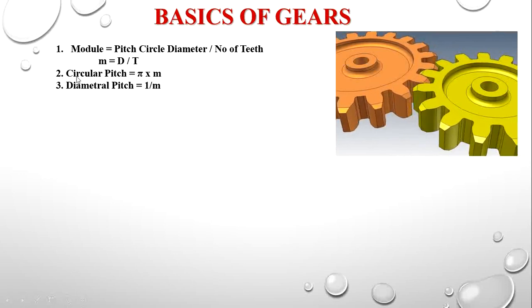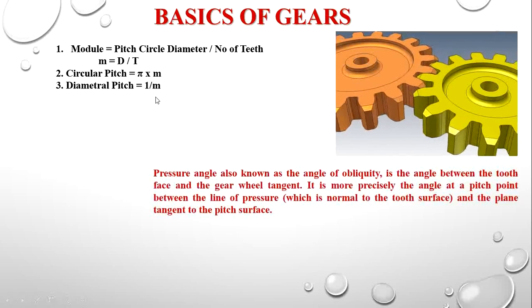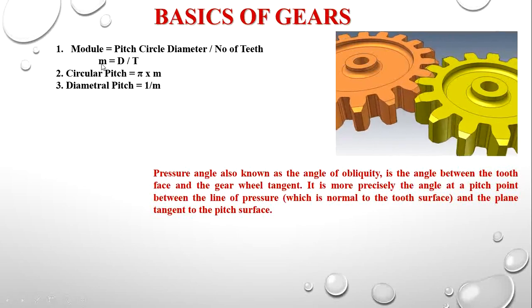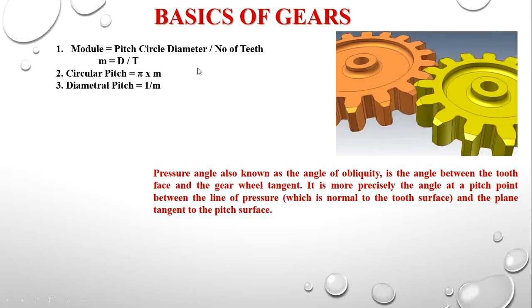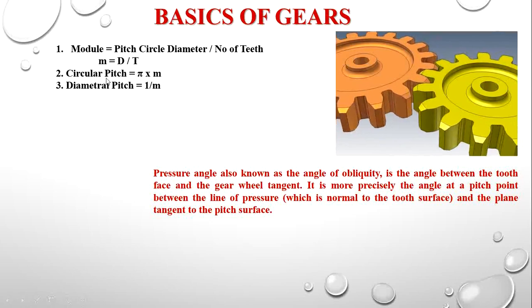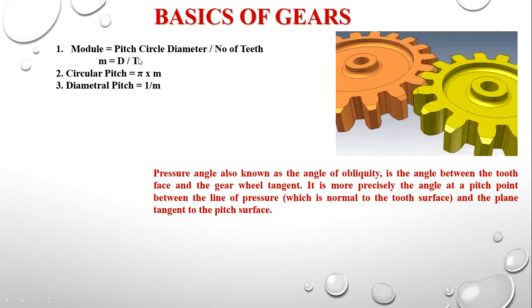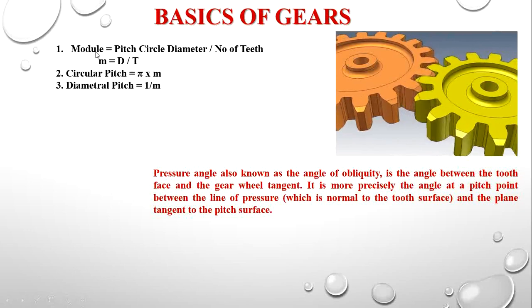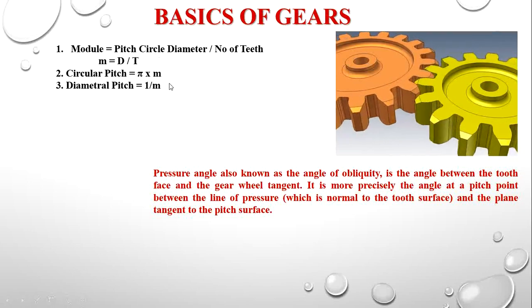Another one is circular pitch. If you have data related to circular pitch, we can convert that into the module. So M equals d by T, and circular pitch equals pi into module. Another important thing is diametral pitch, which is 1 by module. All these three terms are relevant to the specification of the gear. Either we can specify with a module, or with a circular pitch, or with a diametral pitch.